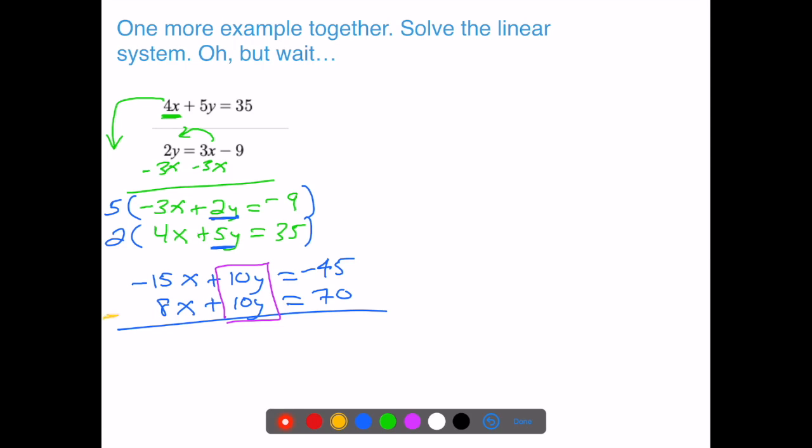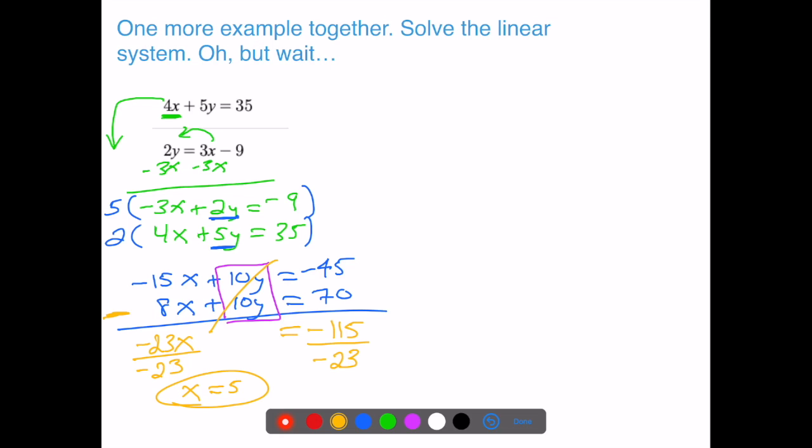So we're going to subtract the second equation from the first. 10y minus 10y will cancel out. So negative 15x minus 8x is the same as negative 15x plus negative 8x, and so it's negative 23x. 10y minus 10y cancels out. And negative 45 minus 70 is the same as negative 45 plus negative 70. So it's negative 115. And I'll just divide both sides by negative 23. And that is 5. So x is 5.